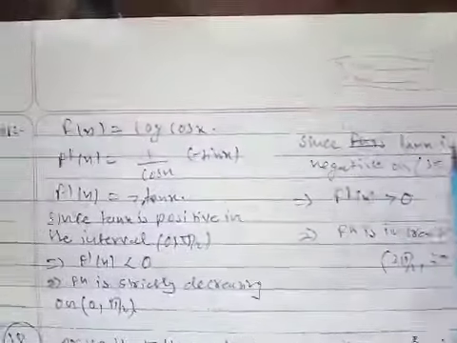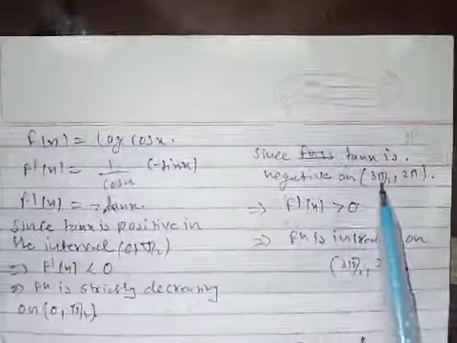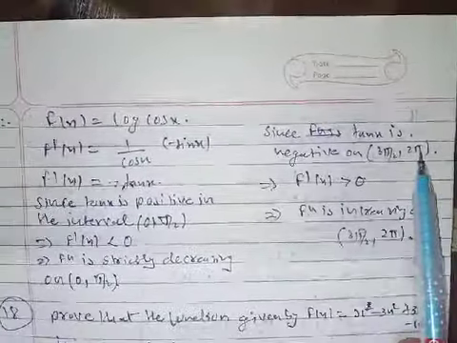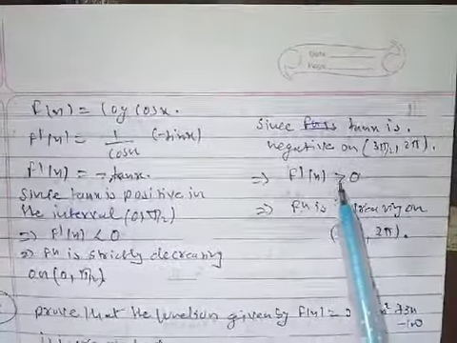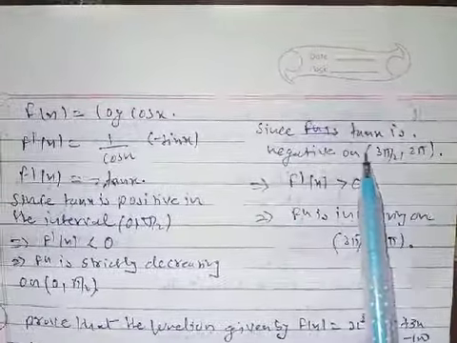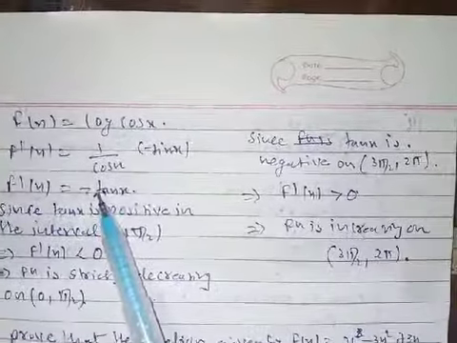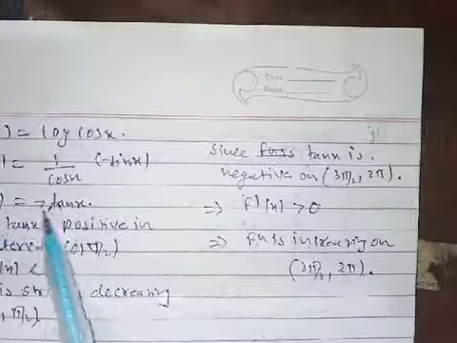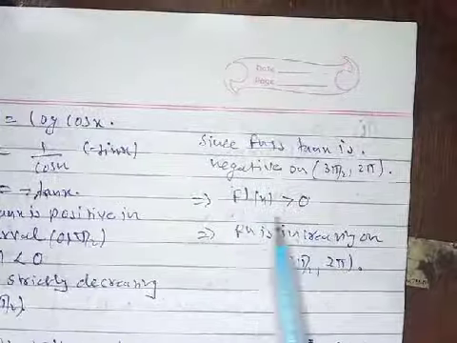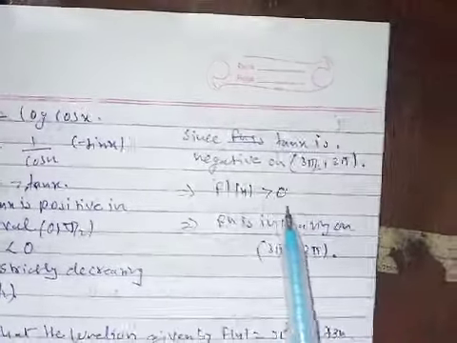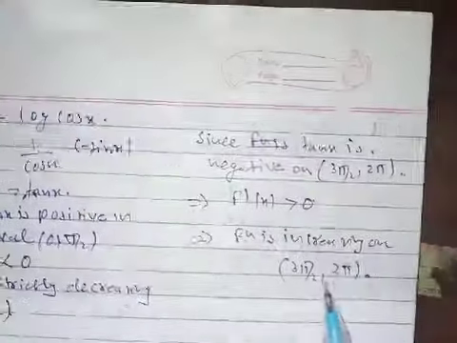Let's check. Since tan is negative in pi by 2 to pi, if you multiply negative with negative, f dash will be greater than 0. So it implies f dash of x is greater than 0. So the function is increasing on the interval pi by 2 to pi.